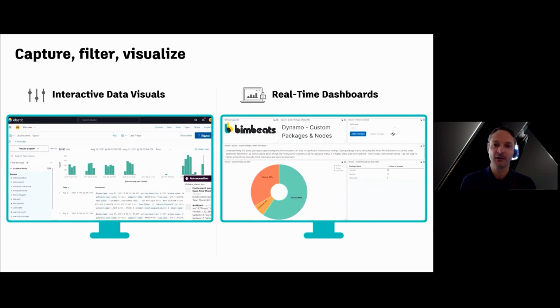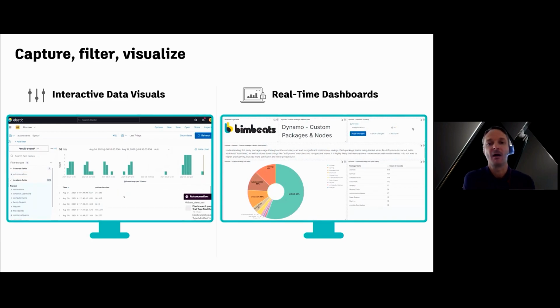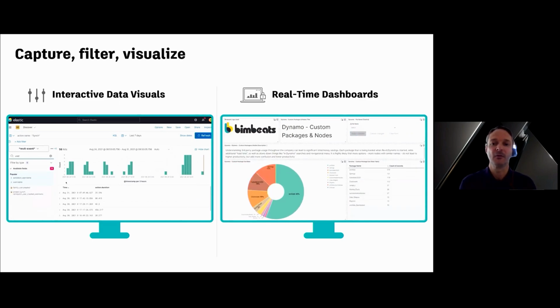Now that's the raw data input. On the right-hand side, we can take that data and create visualizations and dashboards. So the example that we have on the right here is our use of custom packages and nodes that we can drill down by user or by file to understand which custom packages are being used on which files.